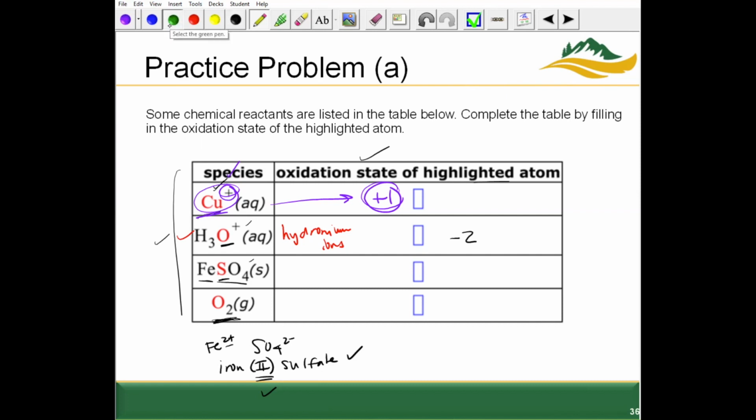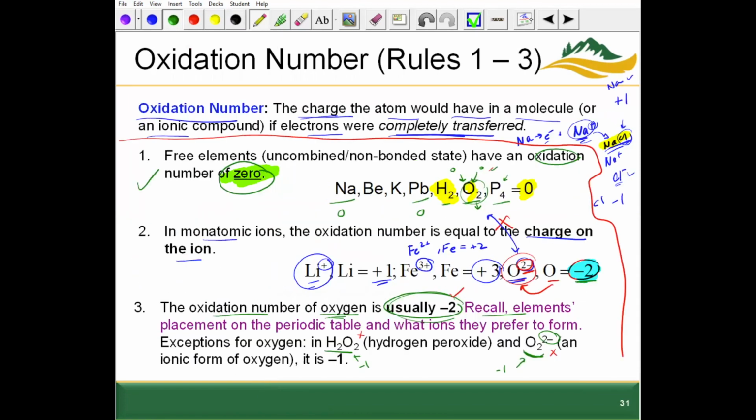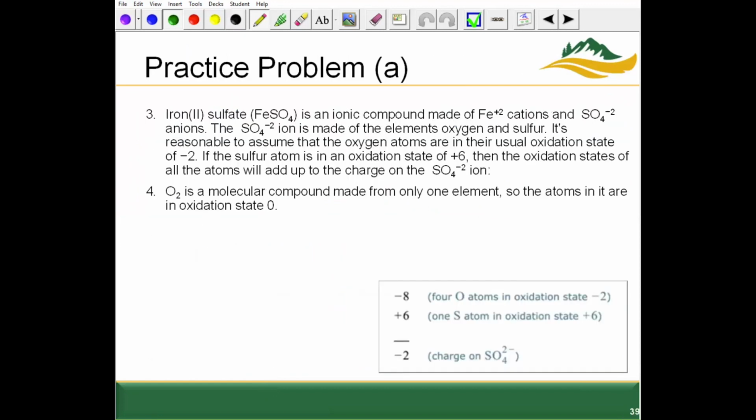While we're on this page, for oxygen that is its own species that exists in its natural state, it's not bonded to anything, we know that both oxygen atoms will have an oxidation state of just 0. That comes from rule number 1 here. So these in their non-bonded or free element state have oxidation numbers of 0. So let's look at iron(II) sulfate now, and we just covered this one, oxidation state of 0.